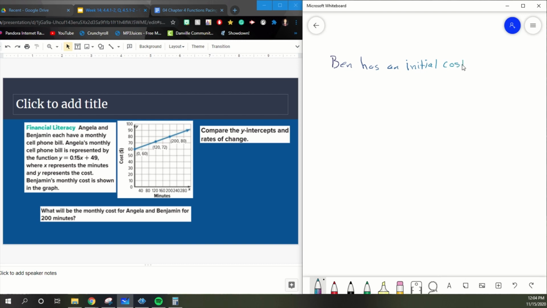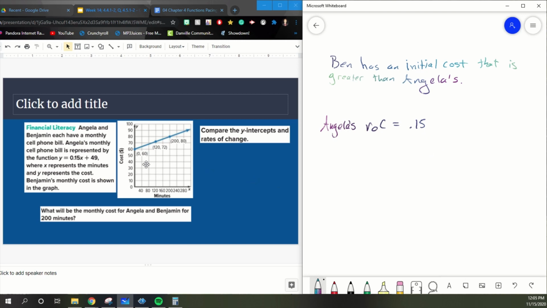But it looks like at the very beginning he's been spending more. That is greater than Angela's. And you could throw the numbers in there if you wanted to. The rate of change, we have Angela's rate of change is 15 cents an hour, or a minute.